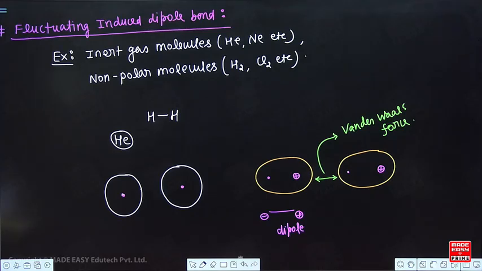Thermal vibrations of atoms or molecules can cause instantaneous and short-lived distortions.